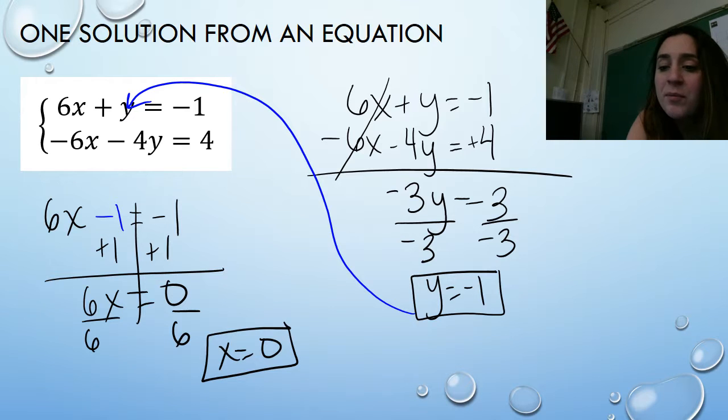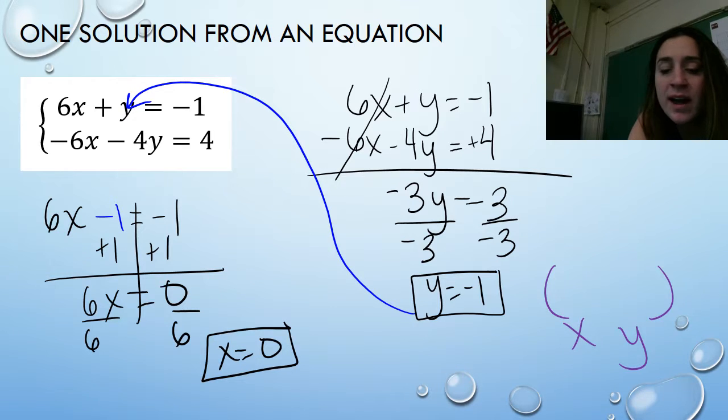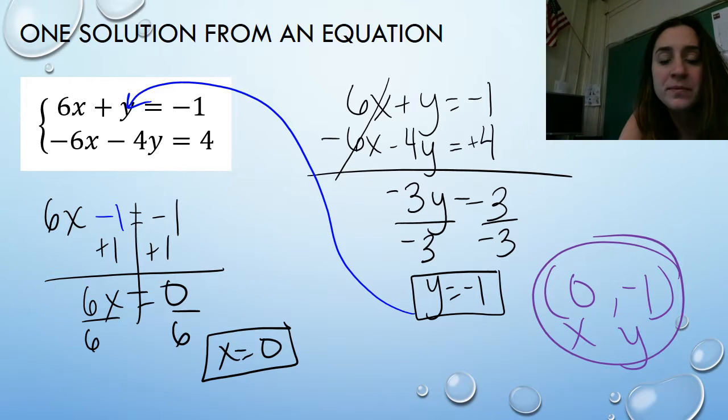Now that I have both of my ordered pairs, I can write my solution, which is always x and then y. 0, because that's x, and y is negative 1. That's the solution. As you can see, they only intersect at the one point.